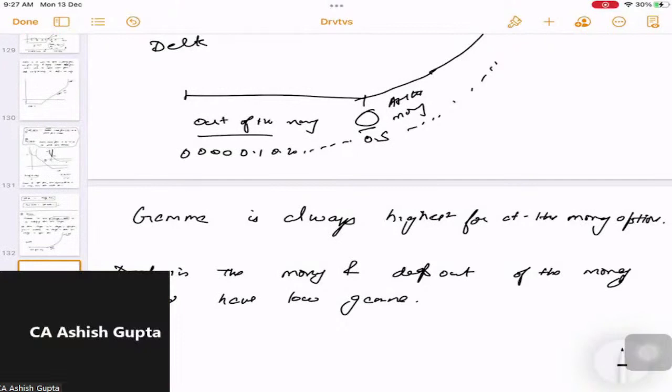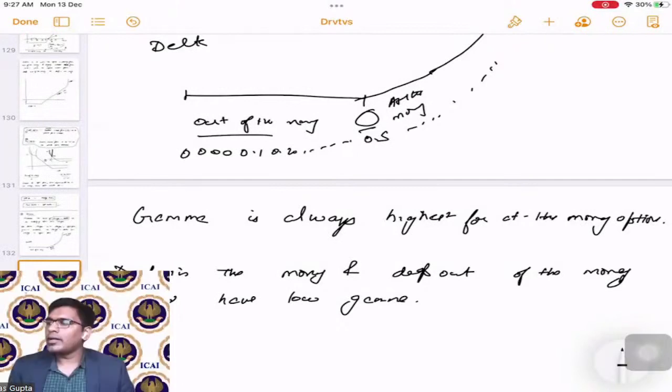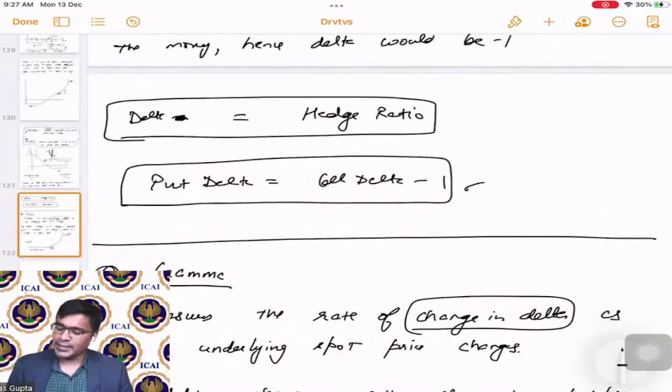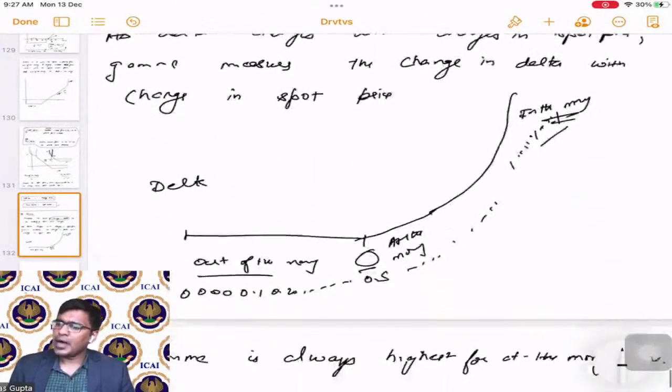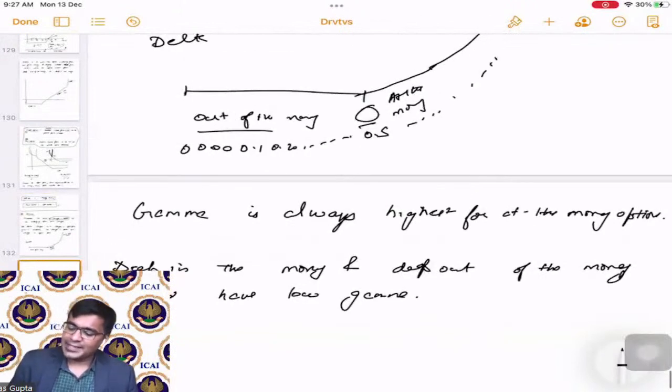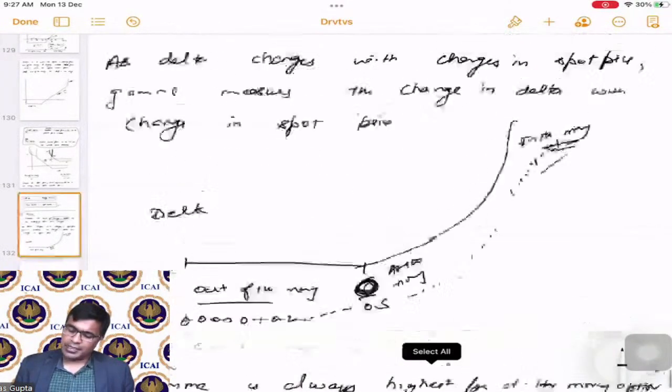Namita is asking, sir, we should say put delta is equal to call delta minus 1, as put option delta is negative. Yes, Namita, that is what also we have put. If you see, put delta is equal to call delta minus 1. This is the same formula. Okay. Ambika, gamma will be highest between 0 to 1, but it will be highest at the money. The rate of change in delta will be highest when it is at the money. Okay. So this completes gamma.